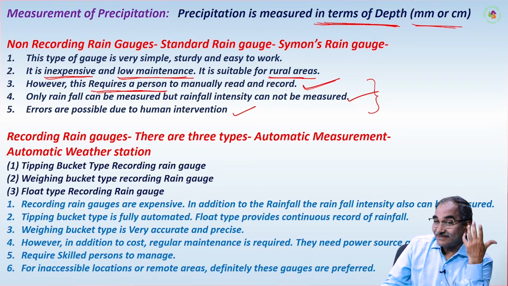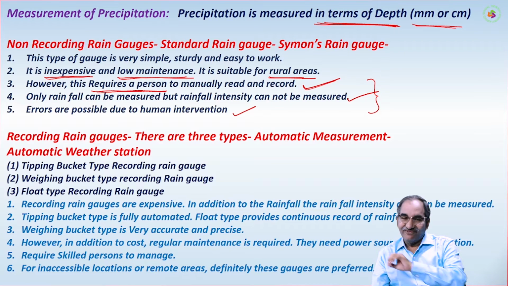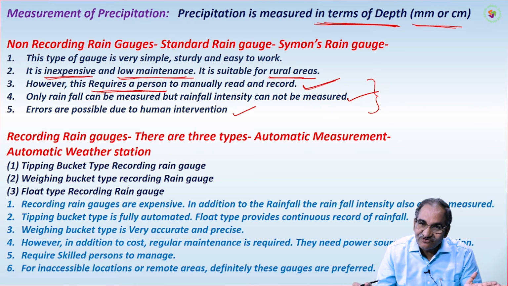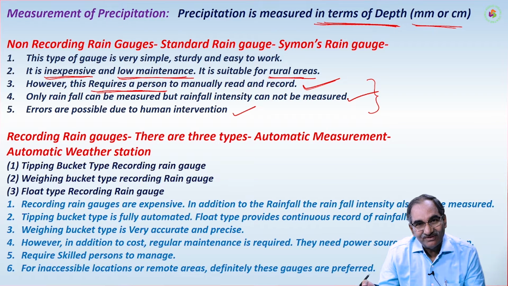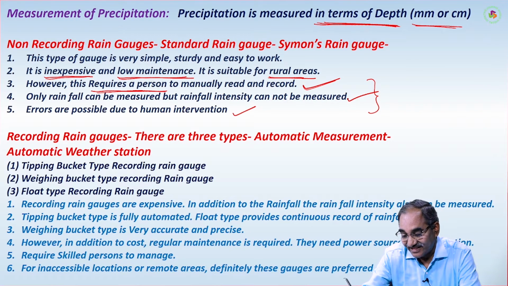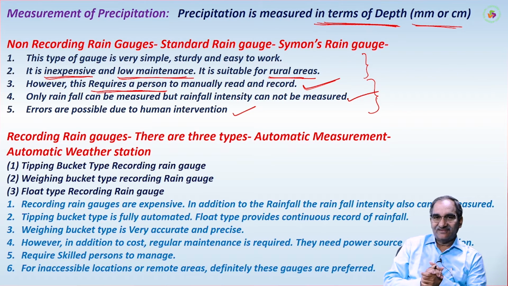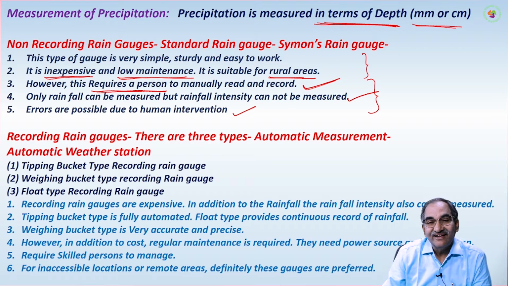Whereas what are the plus points of it? It is very simple, very sturdy, very easy to work with, cheap cost-wise, and maintenance is nothing actually. So these are the advantages and these are the disadvantages. Then why do you go for recording rain gauges?